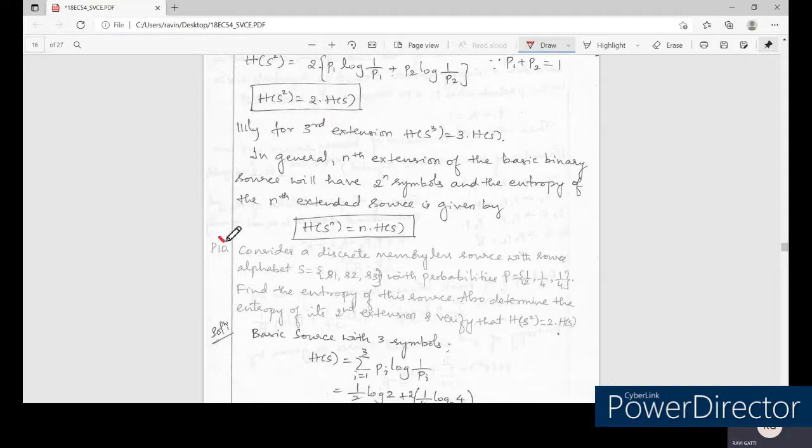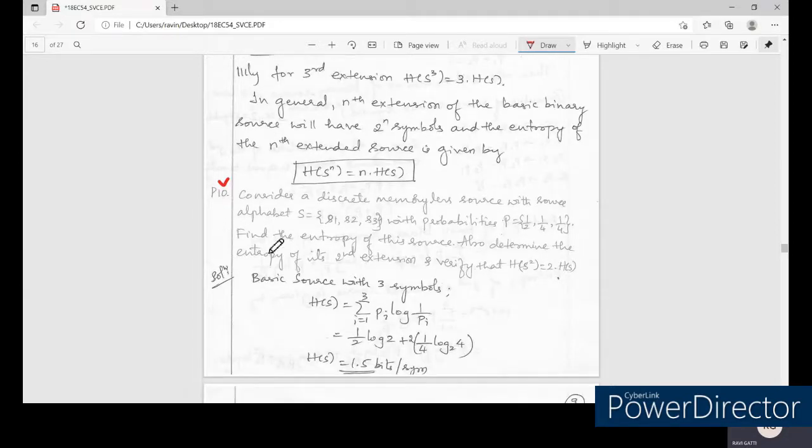Now let us try to solve one problem associated with the extension of the memory source. We have a discrete memory source emitting three alphabets S1, S2, S3 with probabilities P1, P2, P3. The probable values are given over here. The probability of emitting S1 is 1 by 2, the probability of emitting S2 is 1 by 4, and for S3 it is 1 by 4.